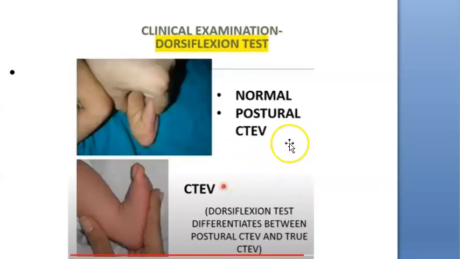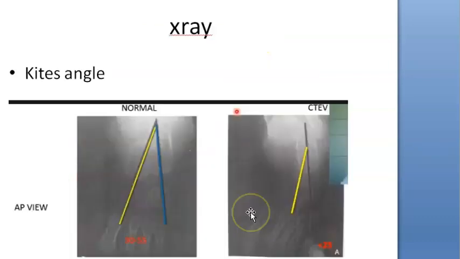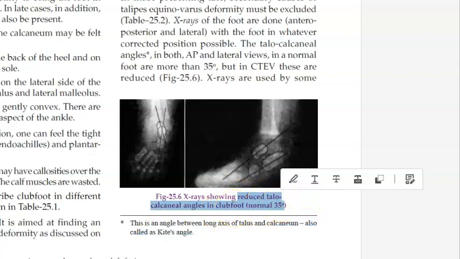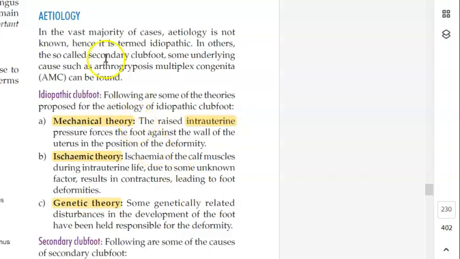Or vessels. So dorsiflexion test is there to distinguish a normal CTEV from a true CTEV. And then in the Kite's angle in the X-ray, you can see that the angle is reduced. Okay, which angle you have to check? The angle in CTEV is less than 25. Okay, it's the reduced talocalcaneal angle. Yes, actually in the etiology, in the textbook, they are giving a lot of theories: mechanical theory, ischemic theory, genetic theory.